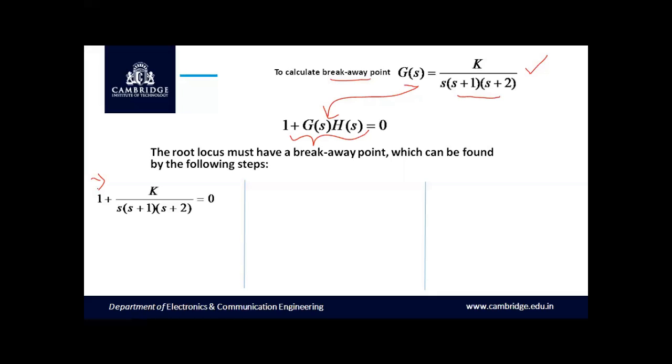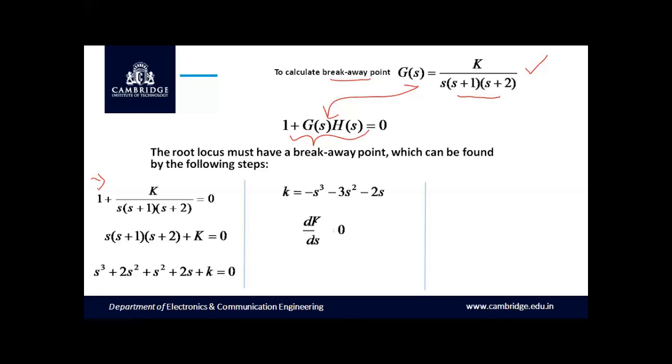Once after writing the characteristic equation, let us simplify it. Once after simplification, we can obtain s into s plus 1 into s plus 2 plus k equal to 0. For this simplification, I can write the characteristic equation as s cube plus 2s square plus s square plus 2s plus k equal to 0. Now let me represent k on one side, and to the right side let me represent the polynomial of the characteristic equation, that is all the s terms. Then in the next step, let me calculate dk by ds equal to 0.